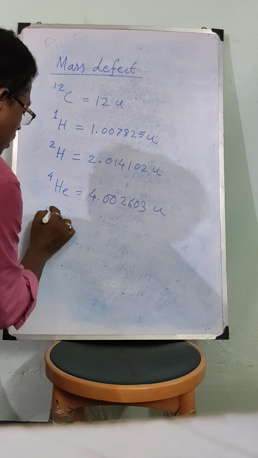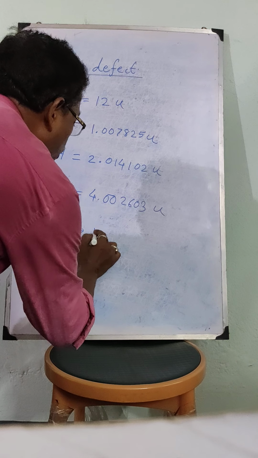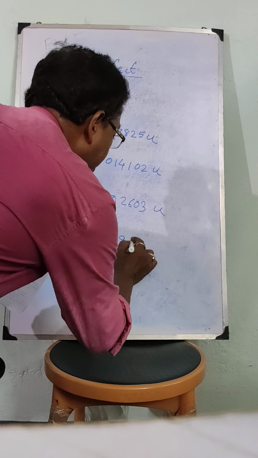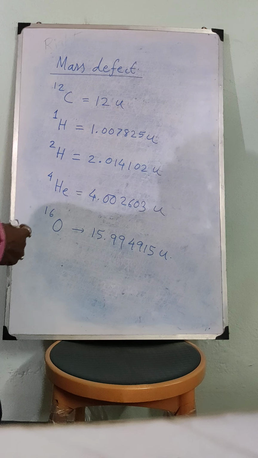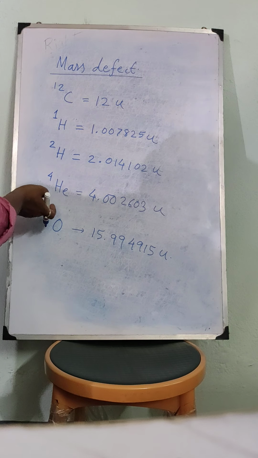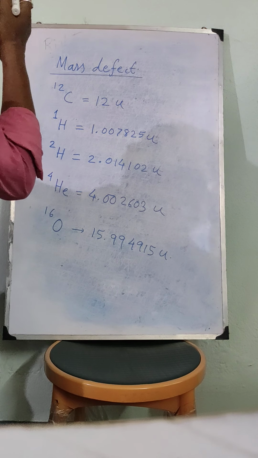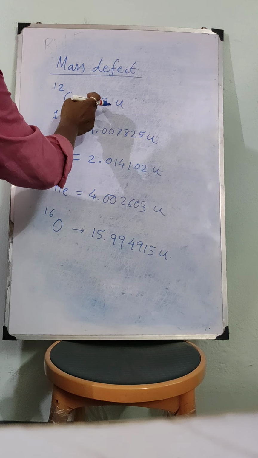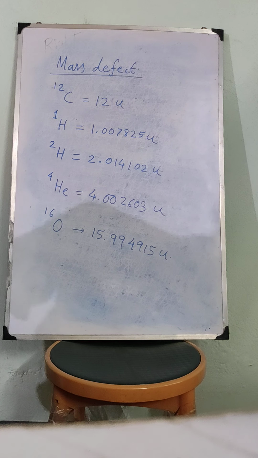For oxygen 16, it is 15.994915 U. So we see that the atomic masses are not exactly equal to the mass number, but very close to the mass number. Only for the carbon 12 atom is it exactly a whole number, equal to the mass number 12 into 1 U. Okay. Now what do you mean by mass defect?